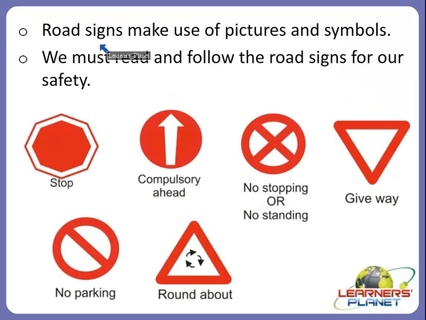Yes, children, road signs make use of some pictures and symbols, right? And we must read and follow the road signs for our safety. So let's study about this and let's follow the road signs for our safety. The first one given here is the sign of stop. This is compulsory ahead. That means you do not have to move to the right or left direction, neither do you have to move backwards. You have to go ahead.